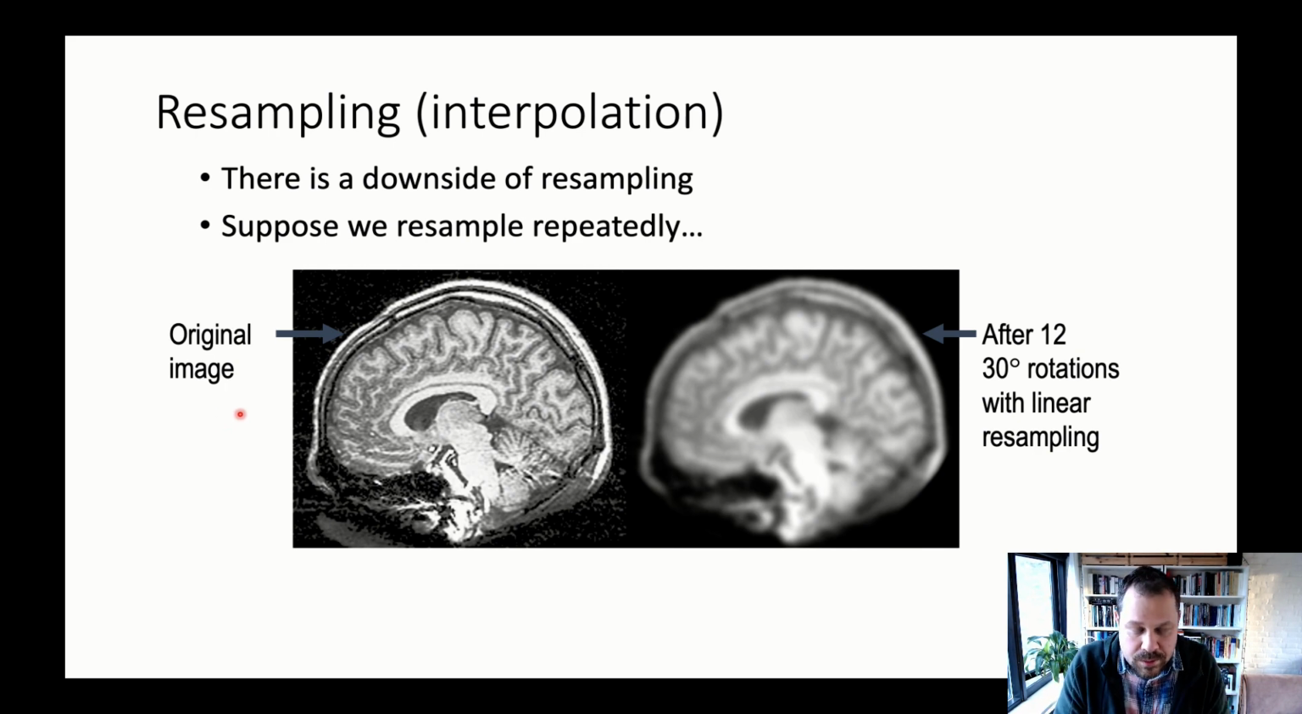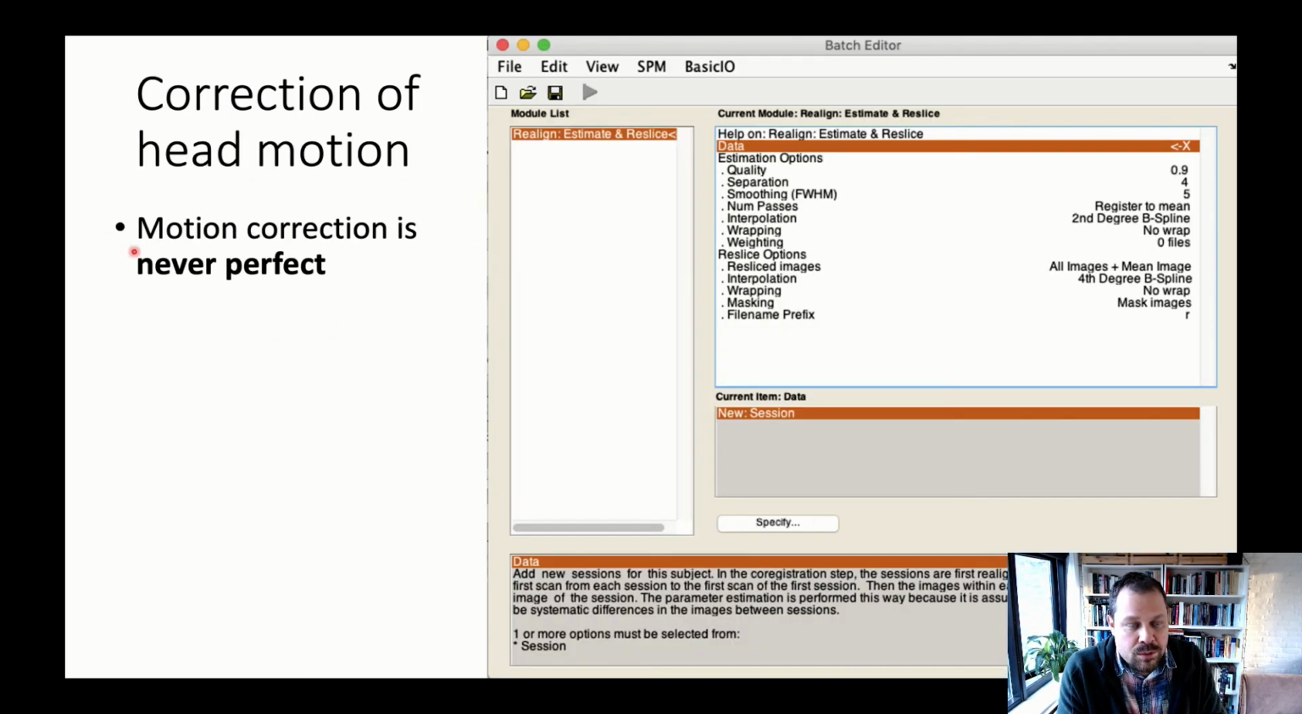There's a downside of interpolation, or resampling as it's called in SPM, and that is the more we resample, the more smooth the image gets. So we lose anatomical detail if we resample over and over again. But we are only going to resample once in our data set, so that is not such a big problem for us. It has to be mentioned, though, that motion correction is never perfect. So it's better to try to keep the participant as still as possible in the scanner.